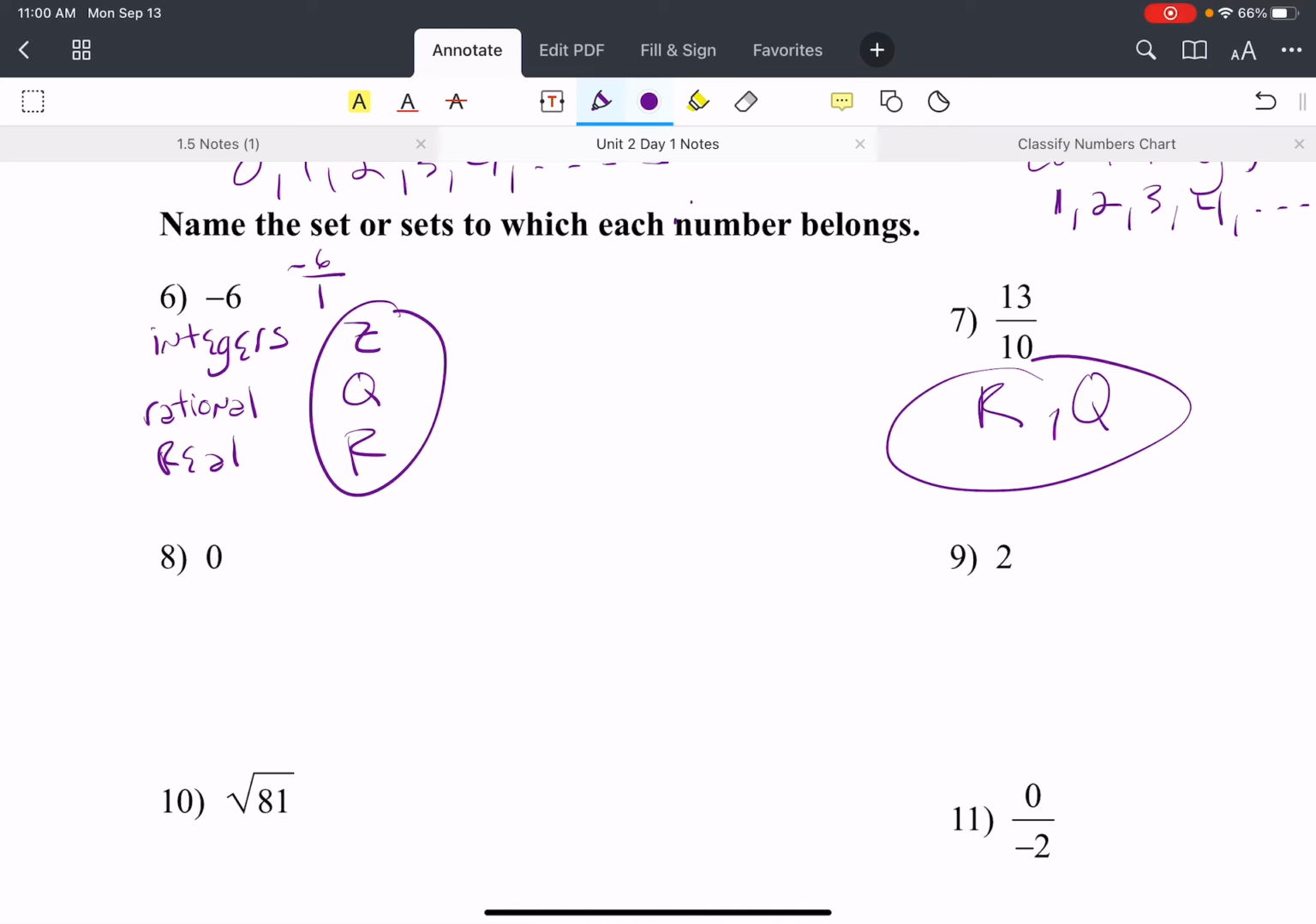It's not. But it is an integer. Is it irrational? For 8? Which one? 8? Is it irrational? Yeah. It is.